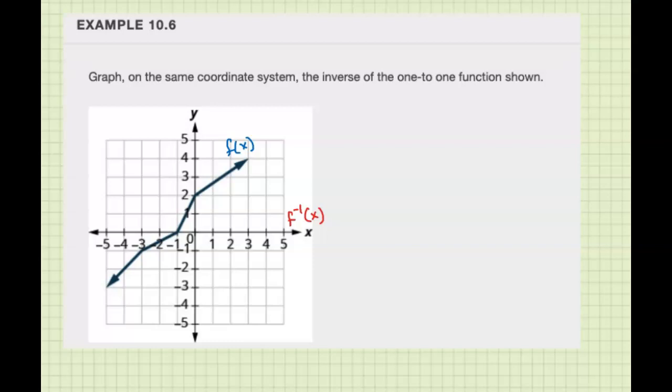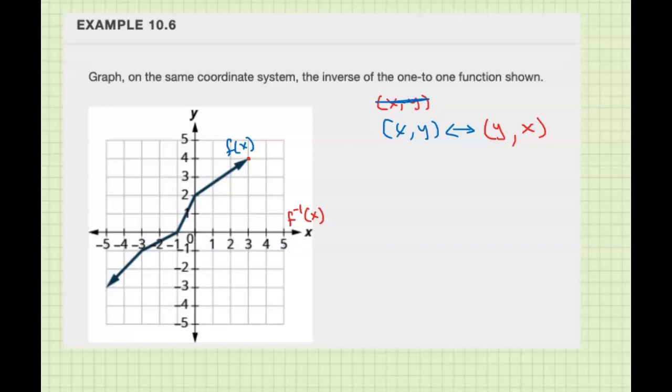Right? So we go with the concepts. This needs to be 1-to-1, and you can check because it passes the horizontal line test. And you need to switch x's and y's. So for each xy in your original function, these switch around and the coordinates reverse. So this becomes your new xy. Okay, so the best thing to do is to find some points on this graph.